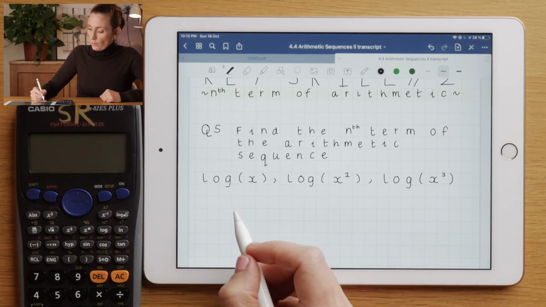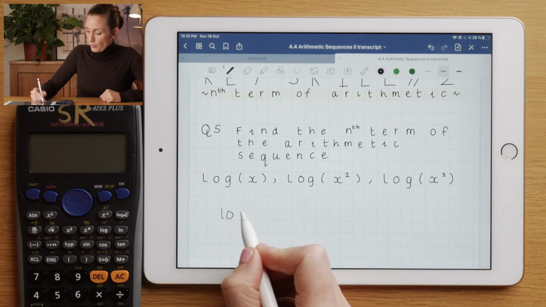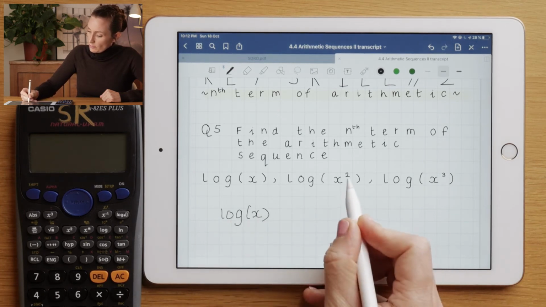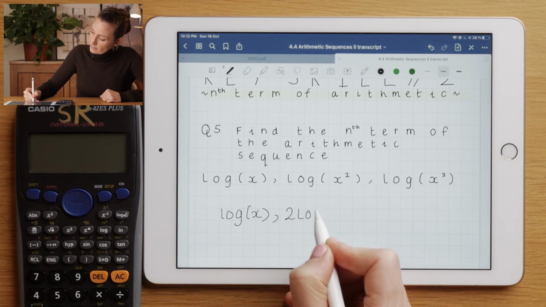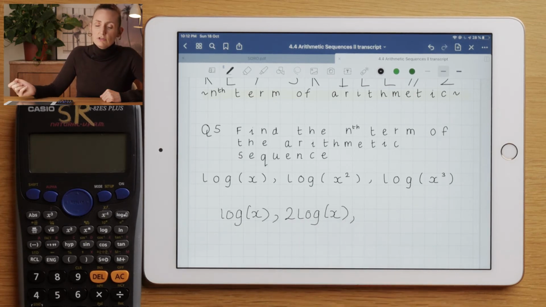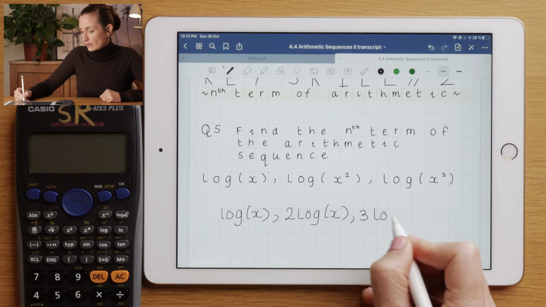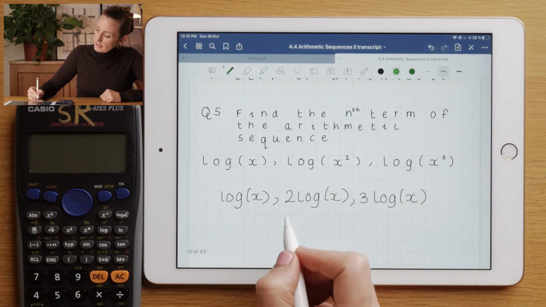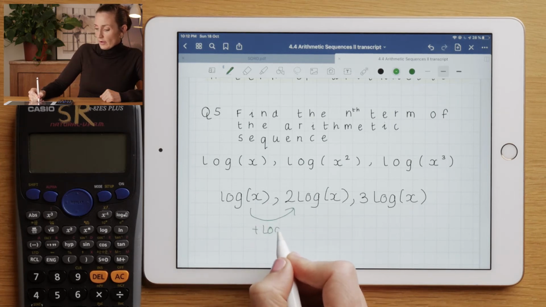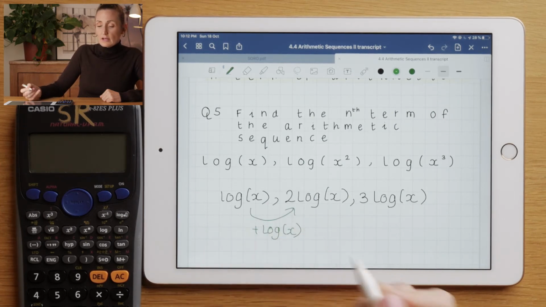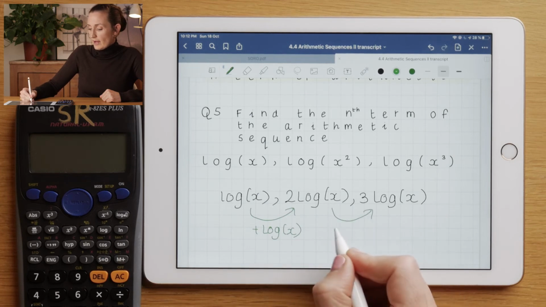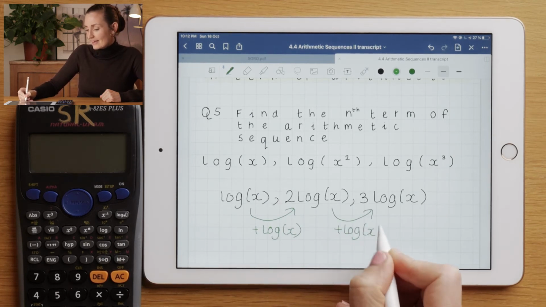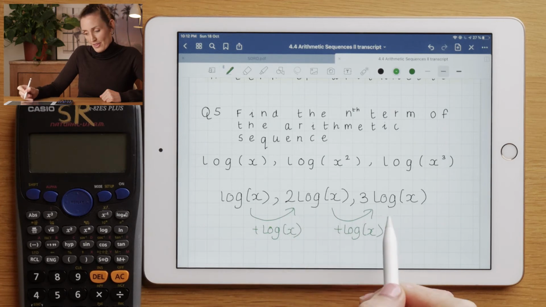The last question is a little bit tricky, and it's going to require that you have some knowledge of logs. What I'm going to require is that you know that in logs you can bring the power down in front. If you need to revise logs, go back. We have a whole playlist and a whole online course all about logs. Now in this situation, you can see you'd have to add log x to log x to get 2 log x. And you would have to add log x to 2 log x to get 3 log x.